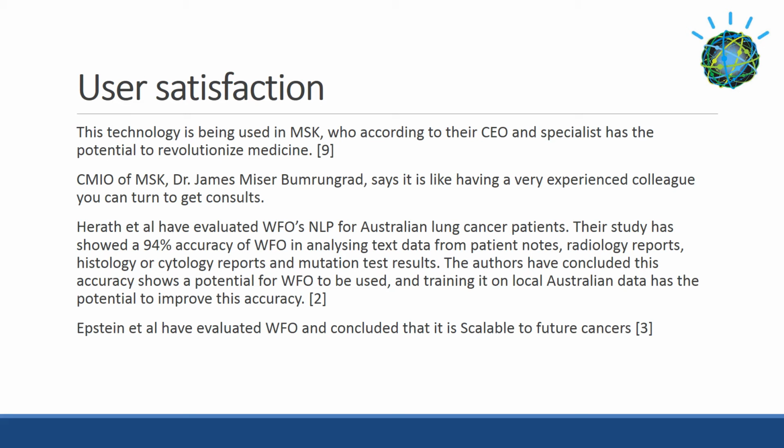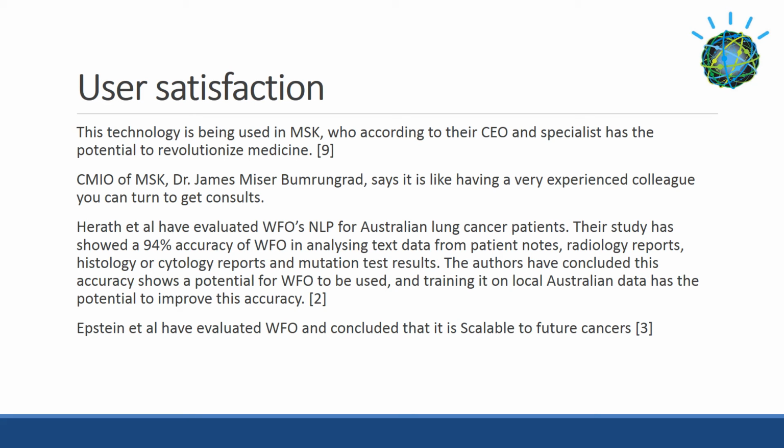One of the interesting ones that I found during this evaluation was from the Royal Melbourne Hospital here in Melbourne, where they evaluated Watson for Oncology for lung cancer patients. And they showed that 94% of the time the treatment that Watson for Oncology recommends matches the treatment that the doctors in Royal Melbourne Hospital would recommend.